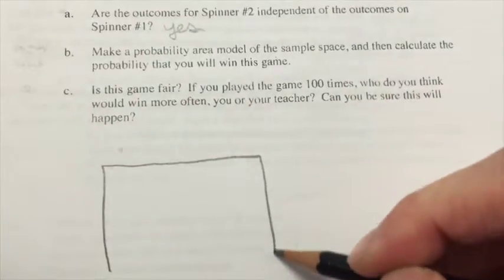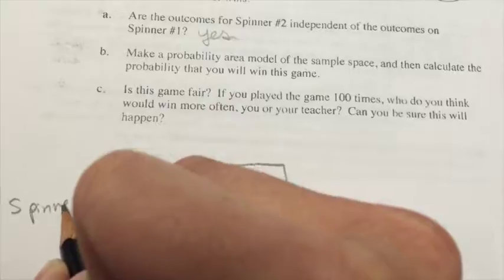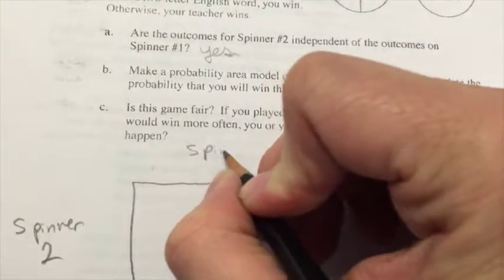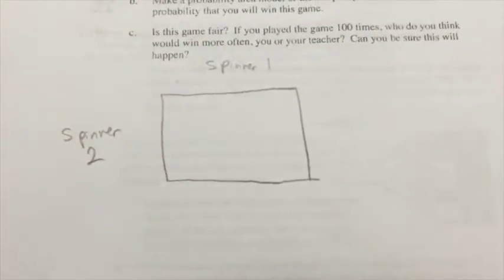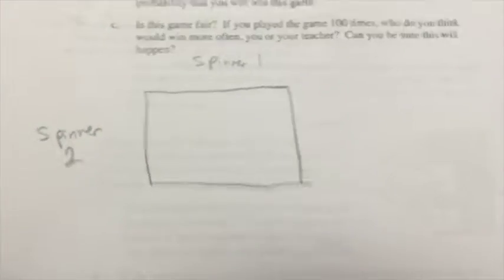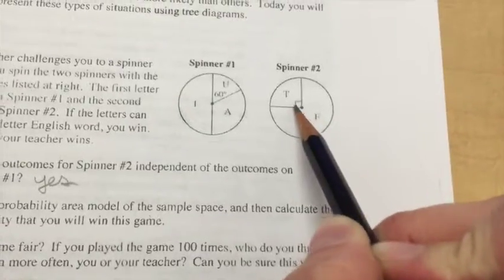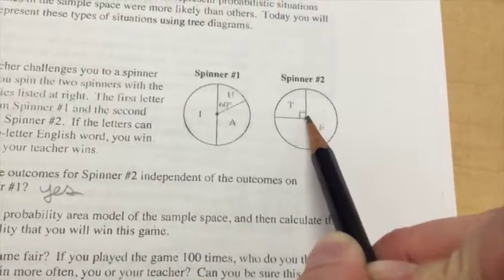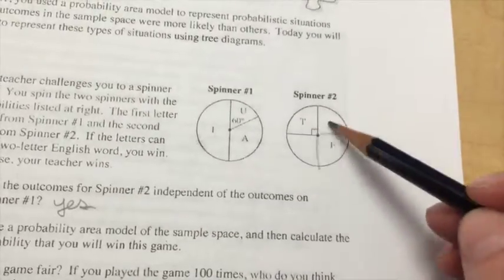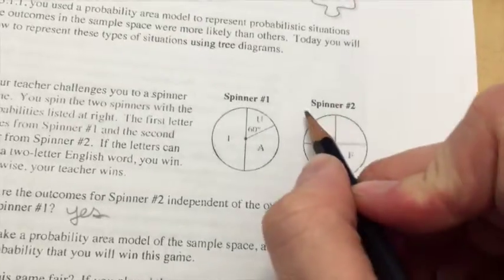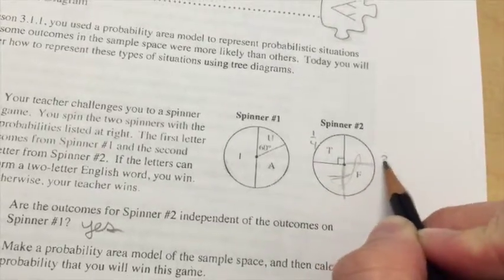I can't see my area model yet. Cool. So I'm going to say spinner 2 right here, and spinner 1 right here. Let's look at spinner 2 for a moment. Notice that this is a 90-degree angle, right? So if I cut this circle into 4 equal parts, each part will have 90 degrees. So I can say confidently that this is 1/4, and all of the leftover space is going to be 3/4.